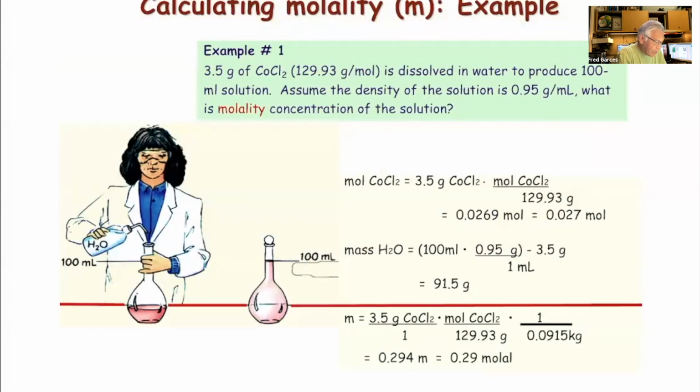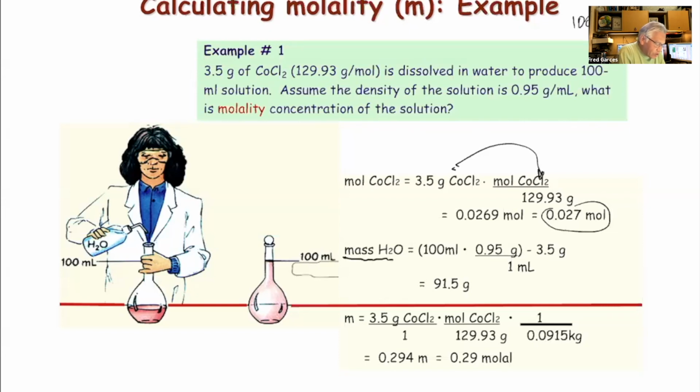Here's how you would calculate the molality. You take 3.5 grams and you use the molar mass, grams per mole, to get the moles of the cobalt chloride. That's 0.027 moles. Then you can figure out, if you've got a 100 milliliter solution, the amount of water in that 100 milliliters. Remember, the solution is the solute and the solvent. Then you have to subtract off the amount of solute in that 100 milliliters. And so that's what we have right here.